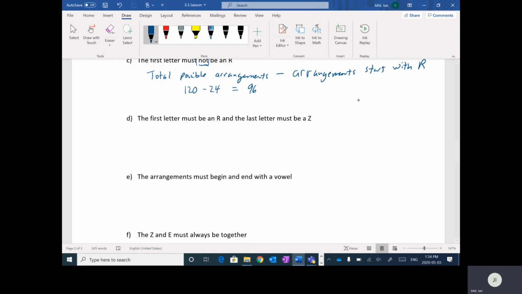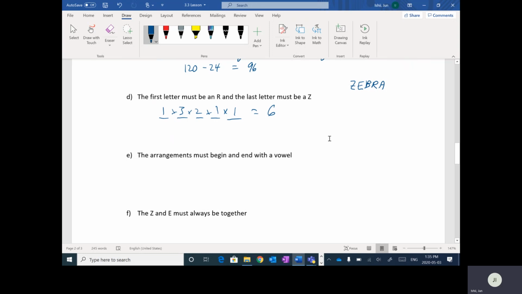Now that I'm scrolling down, I'm just going to write the word ZEBRA here on the side as a reference. First letter must be an R, last letter must be a Z. So I have the 5 spots. First letter must be an R, so this only has one option. And the last letter must be a Z, so I only have one option there. So now I've got 3 left over here, 2, and then 1. When I multiply these together, there's only 6 ways if the first letter is an R and the last letter is Z.